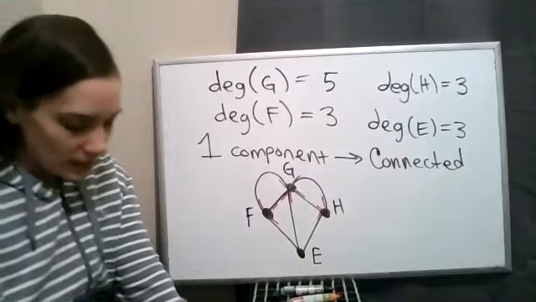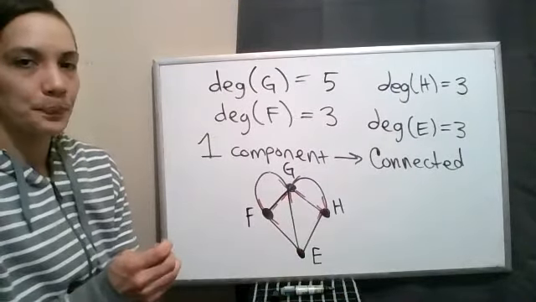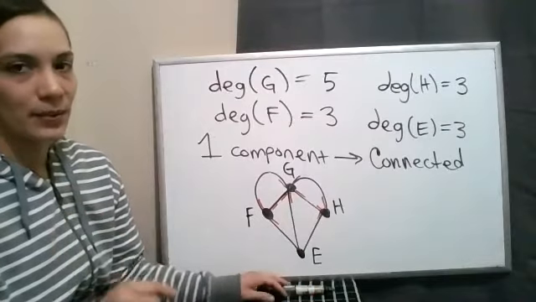Okay, so for the next one, we're going to just label every vertex with the degree and list how many components.